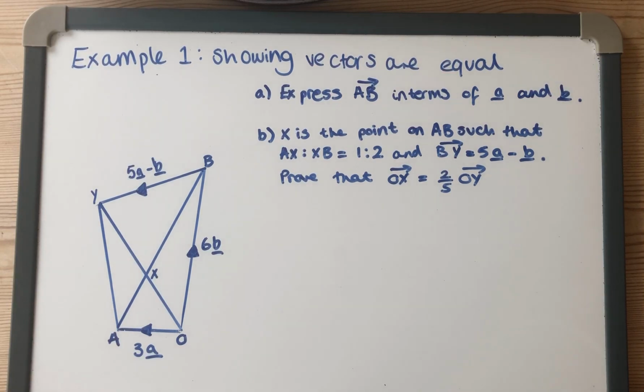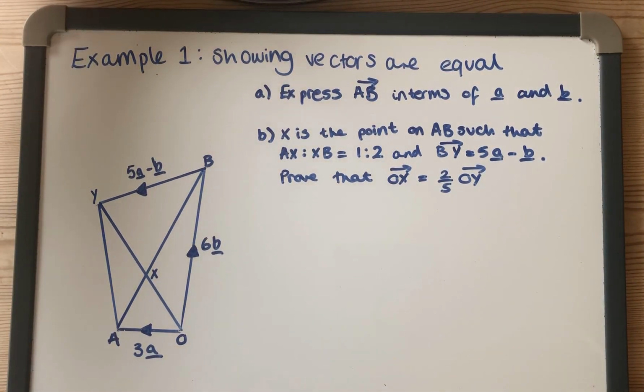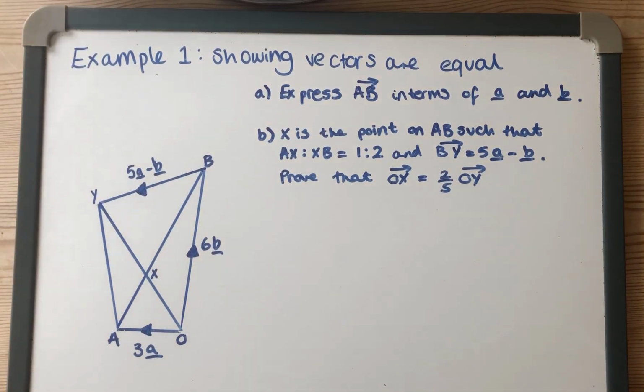So I'll do example 1, showing vectors are equal, example 2, which is show 2 vectors are parallel, and then example 3 is prove points are in a straight line. I'm going to do them in separate videos, but this is example 1, showing vectors are equal. If you don't need to listen to these, feel free not to, it's completely optional again.